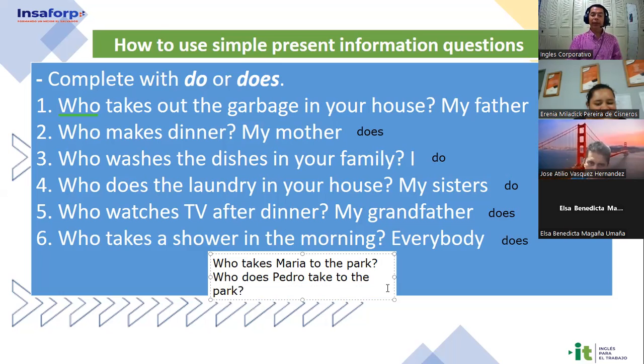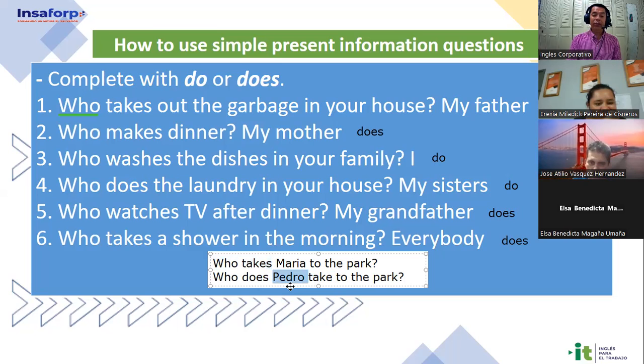¿Sí? Ok, veamos. En este caso, preguntémonos quién es who, si es el sujeto o el objeto. Es el sujeto porque estamos preguntando ¿quién es esa persona que realiza el llevar a María? ¿Sí? ¿Quién es el que lleva a María? Ok, en este caso no usamos ni el do ni el does y le agregamos la S al verbo.